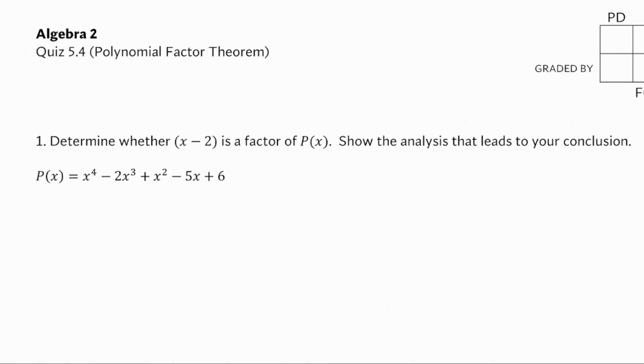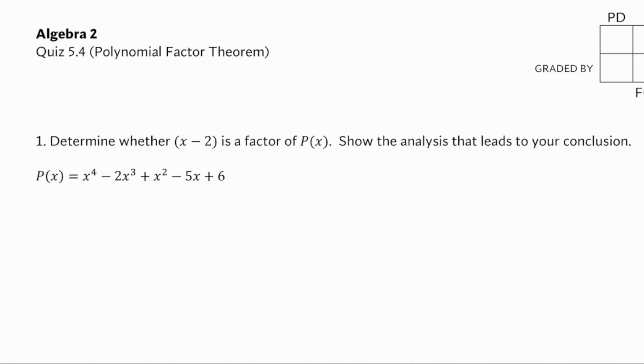Welcome. In this video, I'm going to be working Algebra 2 Quiz 5.4, which is about the polynomial factor theorem, which basically told us that a given binomial is going to be a factor if it divides cleanly, if there's no remainder when we run it through synthetic or long division. We've also seen evidence that that comes when the polynomial is equal to 0 also.